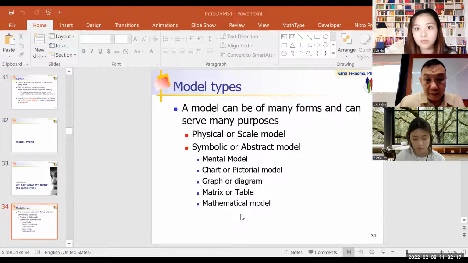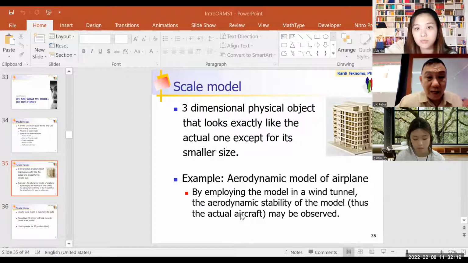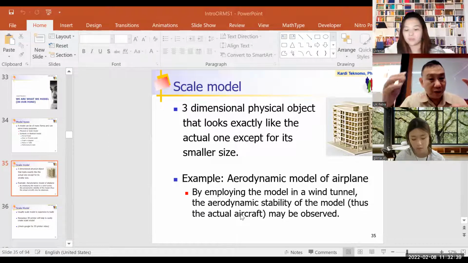Okay, so scale model, 3D print, right? It's a 3D physical object that looks exactly the same as the actual one, but the size is smaller. So this is useful, for example, for aerodynamics in airplanes, right? By employing this scale model, we check it in the wind tunnel, for example.